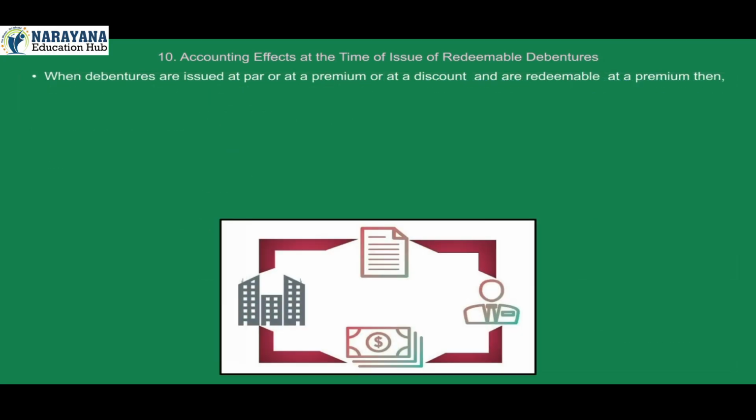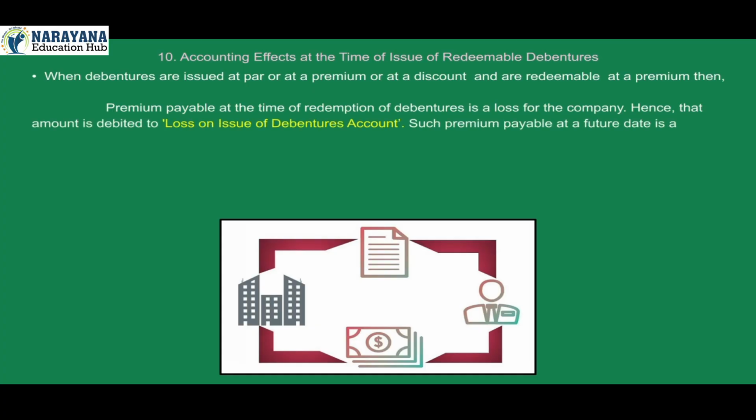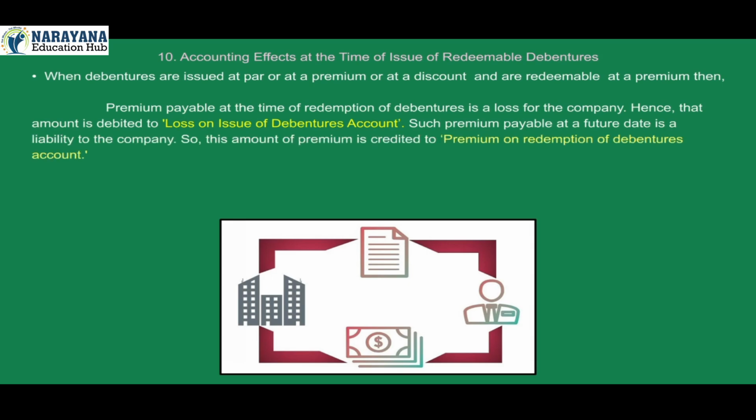When debentures are issued at par or at a premium or at a discount and are redeemable at a premium, then premium payable at the time of redemption of debentures is a loss for the company. Hence, that amount is debited to loss on issue of debentures account. Such premium payable at a future date is a liability to the company. So, this amount of premium is credited to premium on redemption of debentures account.